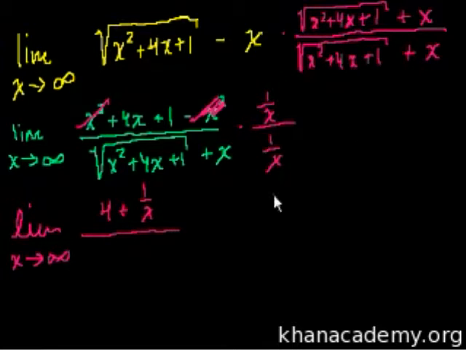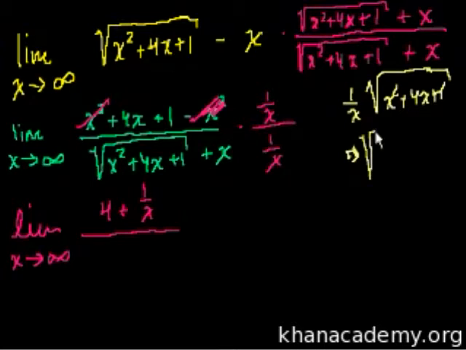over. Let me ask a question. What is 1 over x times this thing? This is a bit of an algebra review, but what's 1 over x times the square root of x squared plus 4x plus 1? I'm just doing a little aside here. If we take the 1 over x and put it into the radical sign, it becomes 1 over x squared, right? You could say 1 squared over x squared, times x squared plus 4x plus 1.